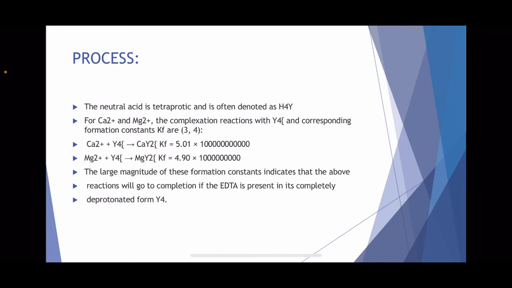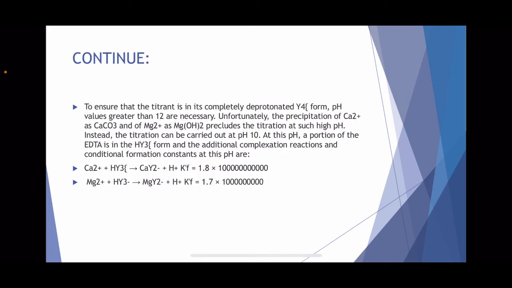The large magnitude of these formation constants indicates that the above reaction will go to completion if the EDTA is present in its completely deprotonated form Y4-. To ensure that the titrant is in its completely deprotonated form Y4-, a pH of 12 or greater is necessary. Unfortunately, the precipitation of Ca2+ as calcium carbonate and of magnesium as magnesium hydroxide precludes the titration at such high pH. Instead, the titration can be carried out at pH 10.